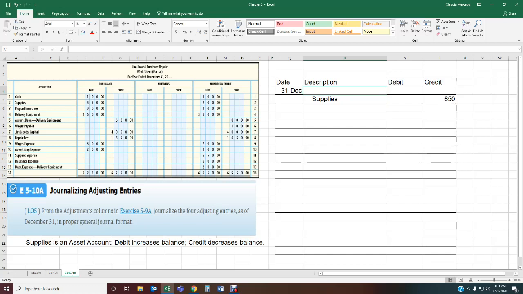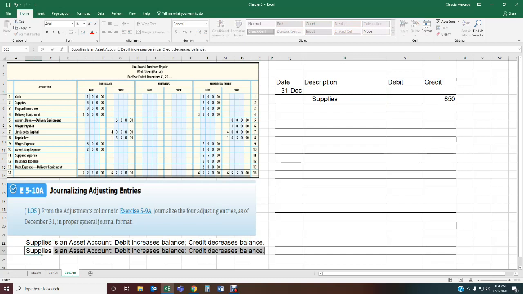So let's look at our supplies expense account over here. I didn't have a supplies expense. It was zero. Well, what do I have here? I have a debit now of 650. So your supplies expense increased by 650, which is correct. Now you're recording that we used up $650 of supplies during the period. Supplies expense is an expense account. A debit increases it, credit decreases the balance.